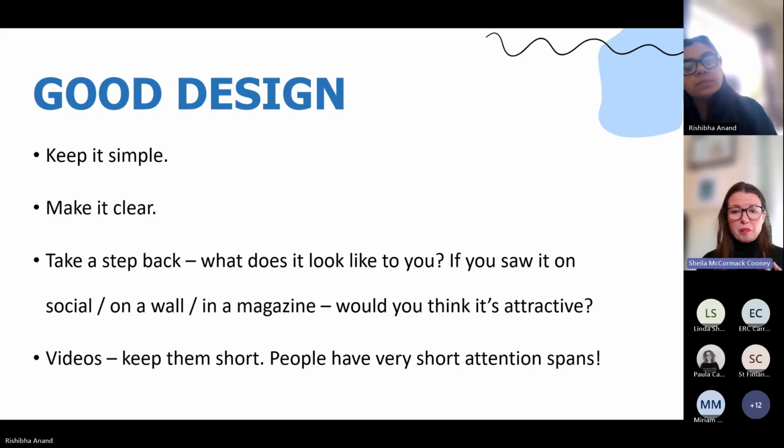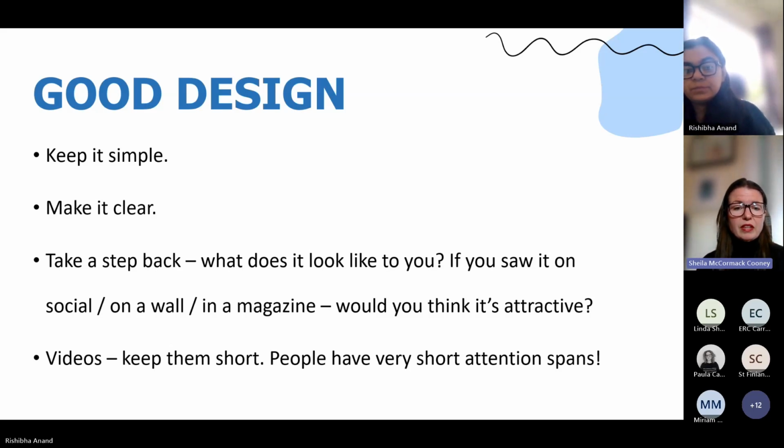When you're done, take a step back and say, like, okay, if I saw this, would I stop and look at it? Okay, if I were passing a notice board, would it make me stop? If I were flicking through Instagram, would it make me stop? So think about those things when you're designing, okay?